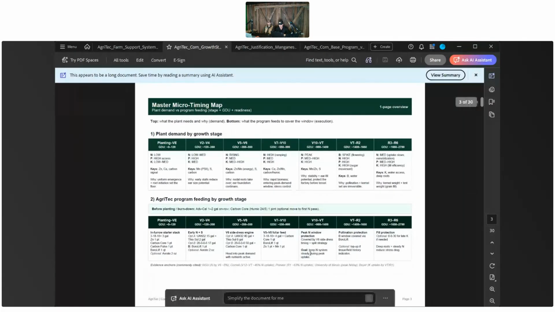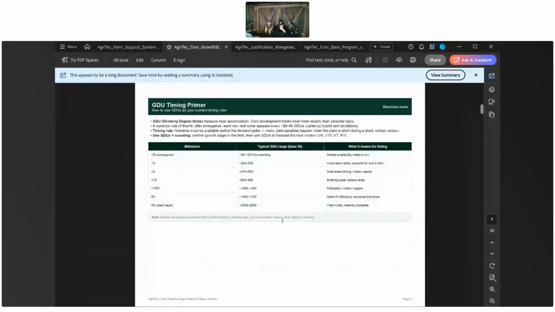All right. So getting into this table a little bit, I want to just kind of walk through. So if you don't know what GDU is, it's growing degree units.